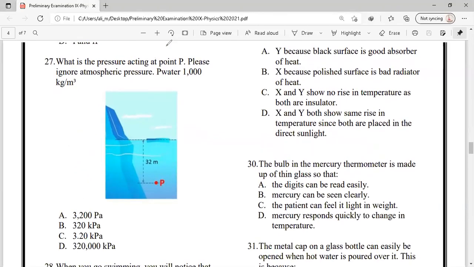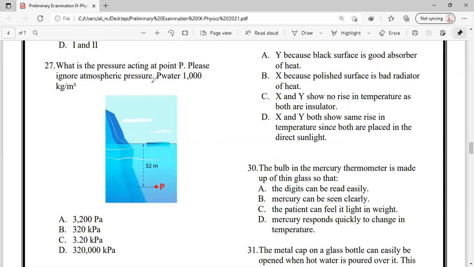Let's see question number 27. What is the pressure acting at point P, that is 32 meters deep inside the surface of that liquid? And the density of the water given is 1000 kilograms per cubic meter. So we have to find the pressure, that is equal to rho g h. The value of rho is 1000, density of water, gravitational acceleration is 10, and the depth under the liquid is 32.